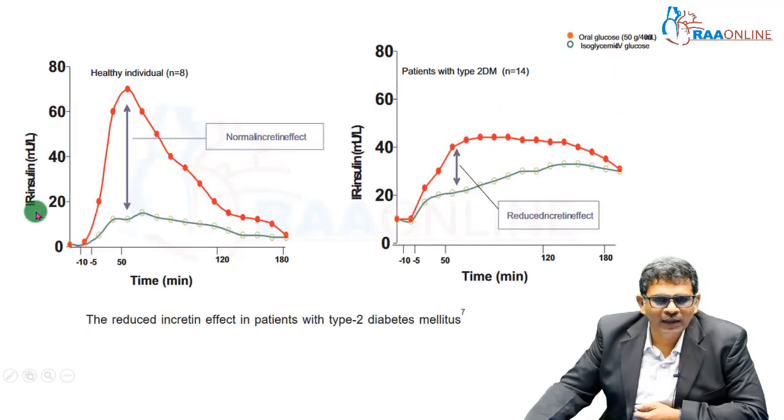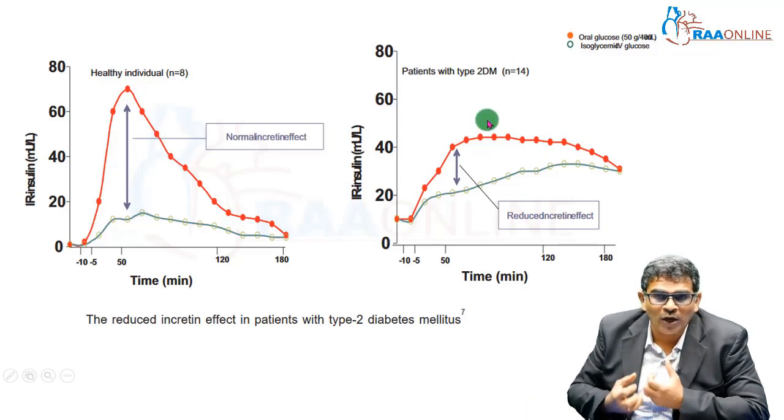In the 1970s the experiment was repeated. Again it was a very small experiment, with about 8 healthy individuals and 14 individuals with type 2 diabetes. They tried to do the same experiment. In the healthy individuals, the amount of insulin secreted in response to oral glucose was much higher. Rather, this peak in insulin secretion was dampened in type 2 diabetes.